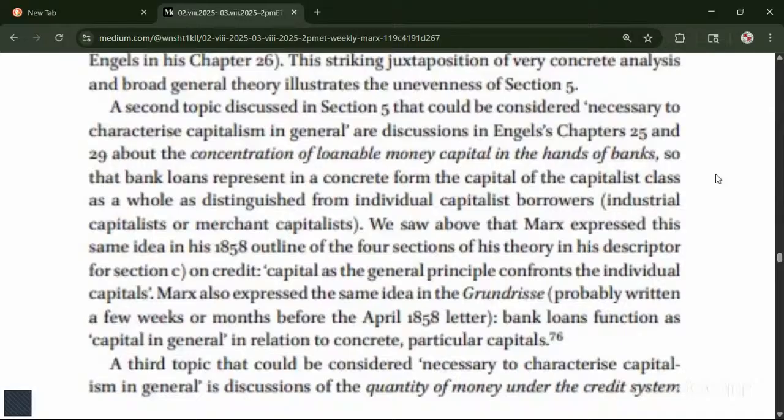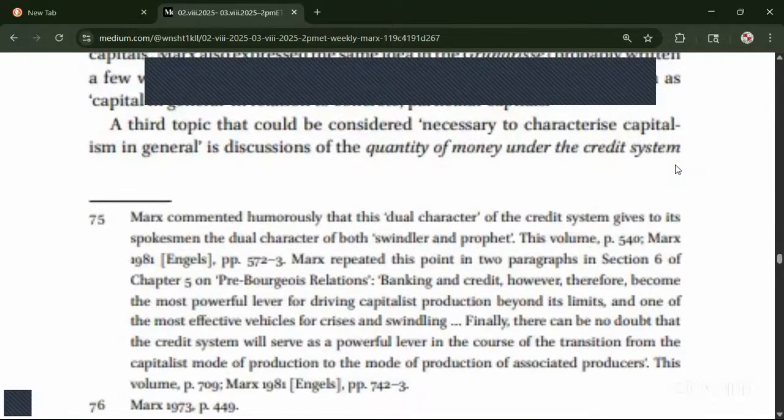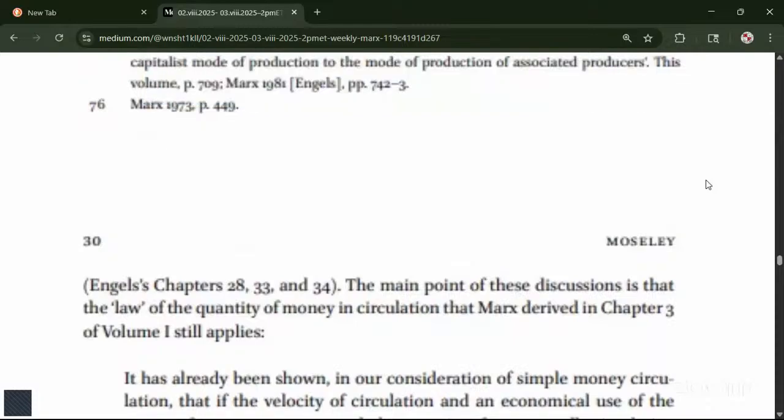A third topic that could be considered necessary to characterize capitalism in general is discussions of the quantity of money under the credit system. That is Engels's chapters 28, 33, and 34. The main point of these discussions is that the law of the quantity of money in circulation that Marx derived in chapter 3 of volume 1 still applies.